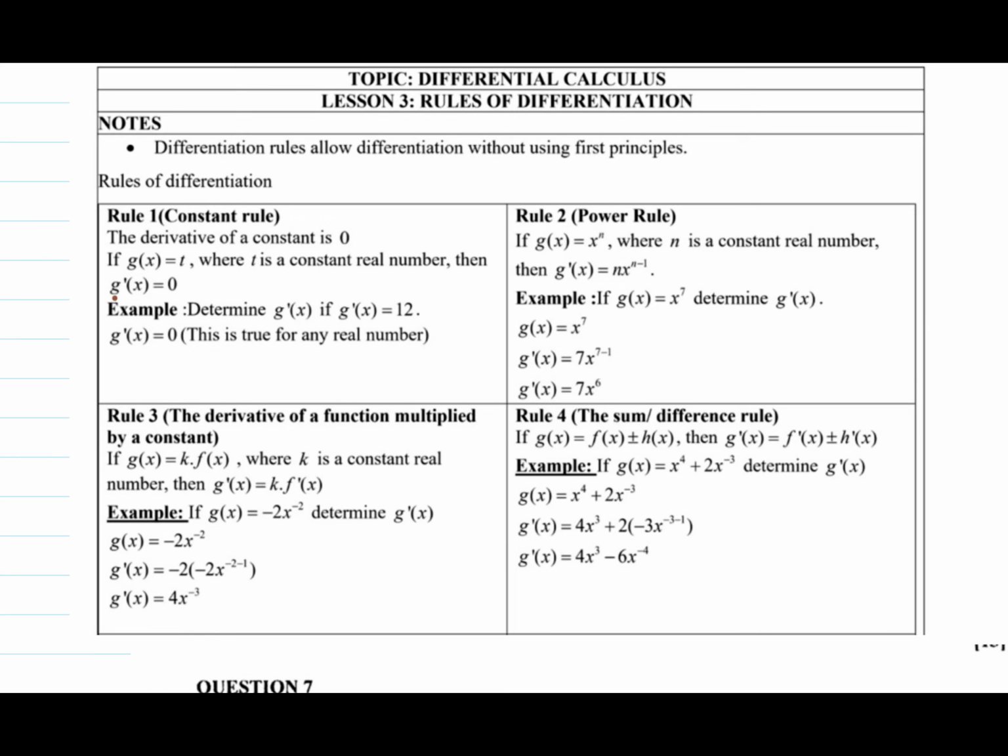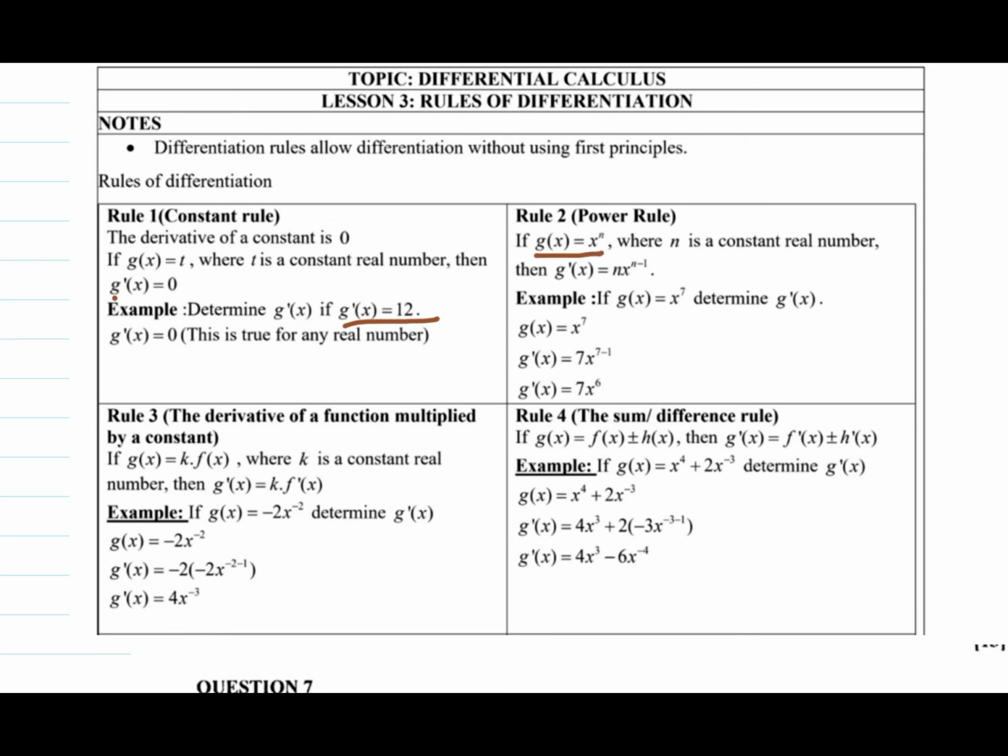So for example, if you're told that g of x is equal to 12 and you want the derivative, it's going to be 0 for any number, decimal number, fraction. The derivative is 0. The next rule is the power rule.